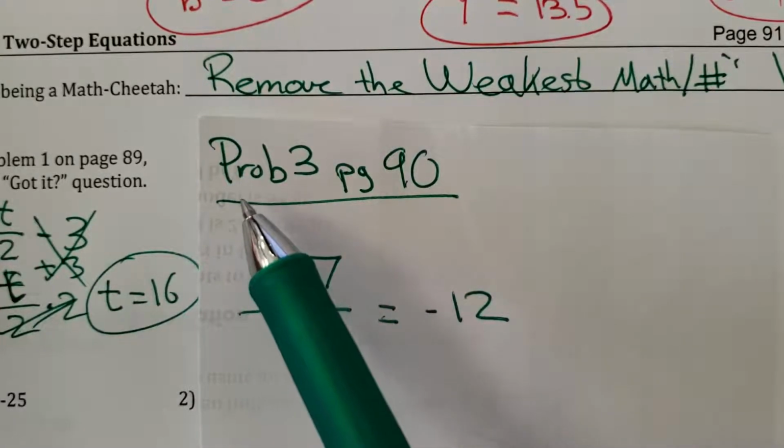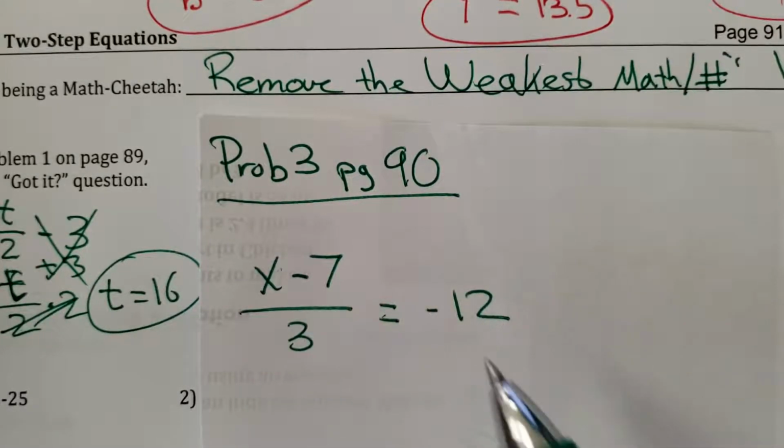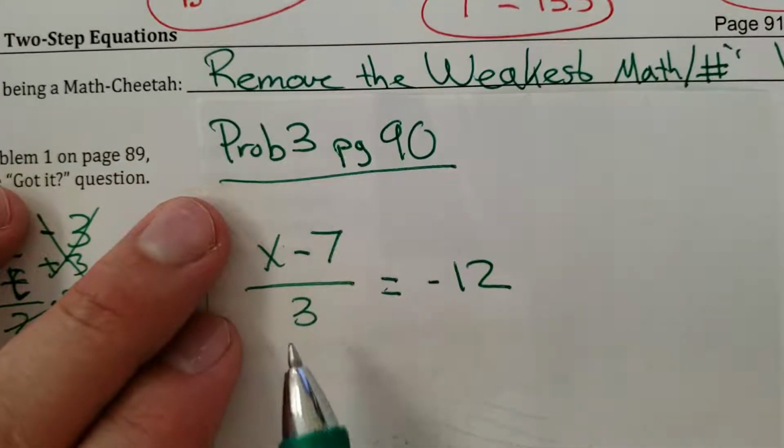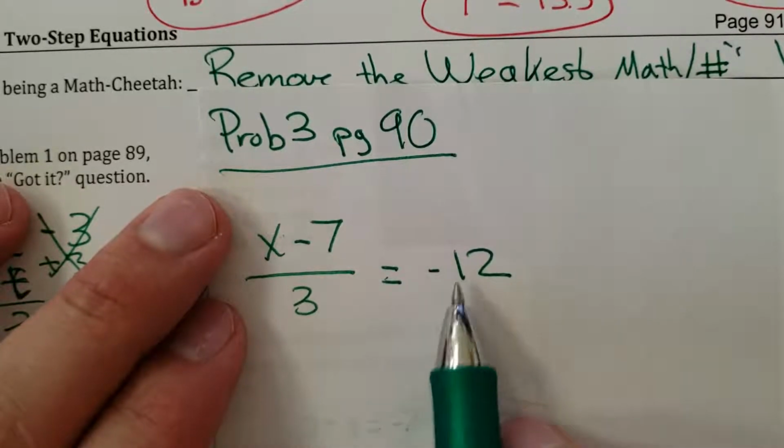And we're back. We're looking at problem number 3 on page 90. Oh, look, there it is. I've copied it down already. We have (x minus 7) all over 3 equals negative 12.